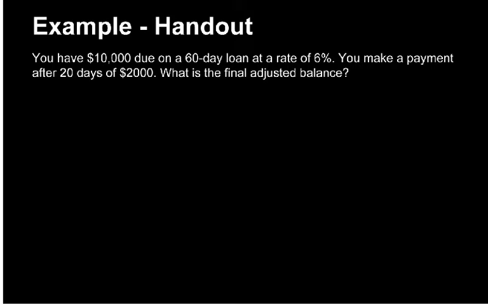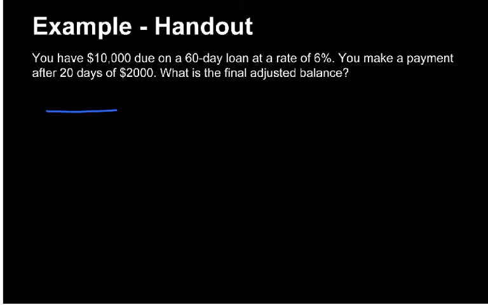So what we want to do is lay out the problem and then find the interest on the first 20 days when they make that $2,000 payment. From there, we'll be able to subtract the $2,000 and then use that to find the interest on the remaining 40 days left on the loan.